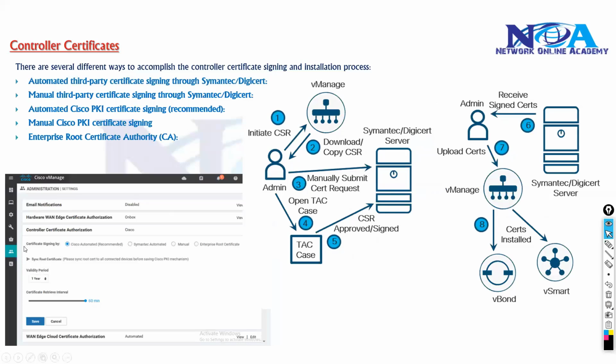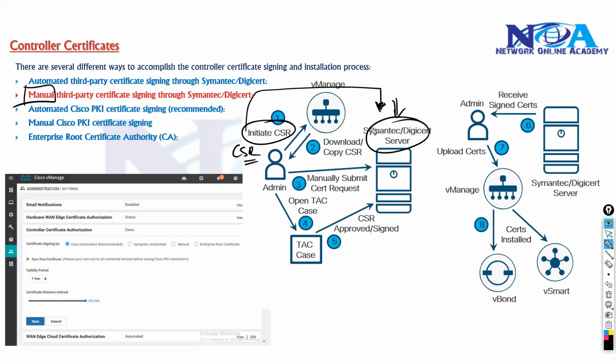Similarly, the second option is the same as the previous one. The only difference is that it is a manual process. In the manual process, again, we are using the Symantec DigiCert server. In this case, we will be initiating the CSR, the certificate signing request. I'm sending my certificate and asking the Symantec DigiCert server to sign and validate it, just like a passport: you submit some documents, they are verified and sent back to you.